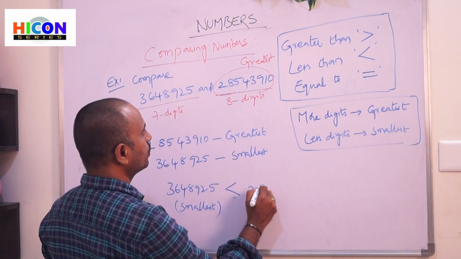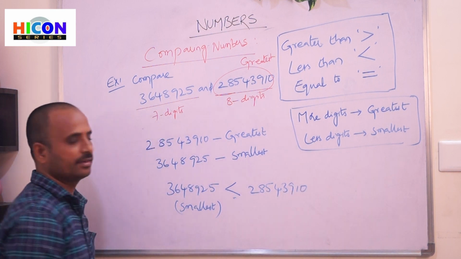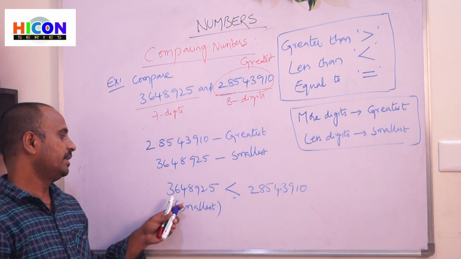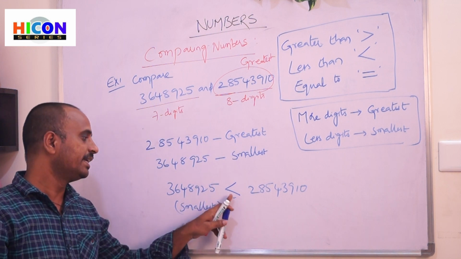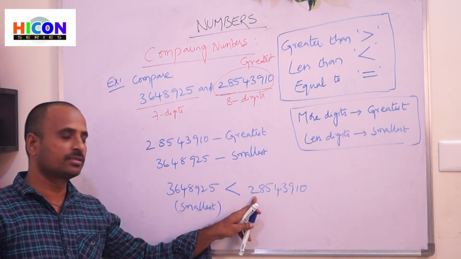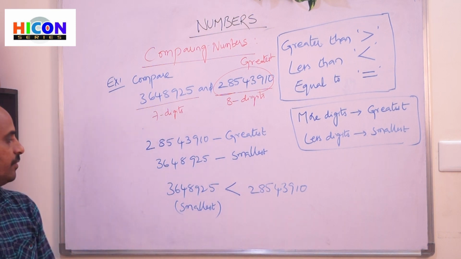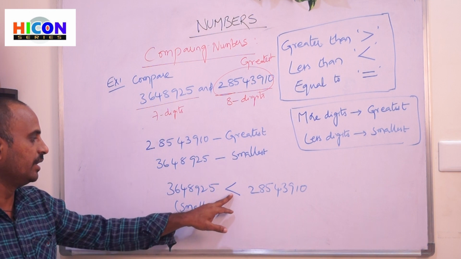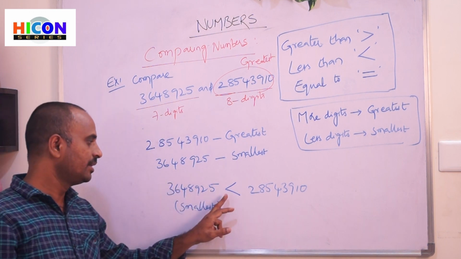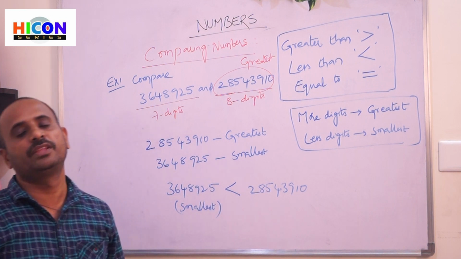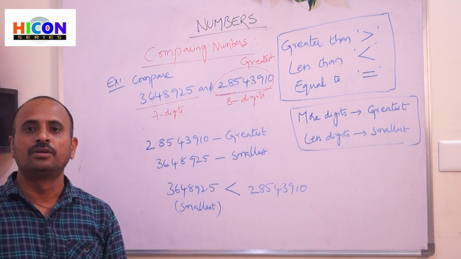So the next number is 2,85,43,910. So 36,48,925 is less than 2,85,43,910. So if the first number is smallest, we will keep the less than symbol. If the first number is the greatest number, we will keep the greater than symbol between them. So children, this is about comparison of numbers.